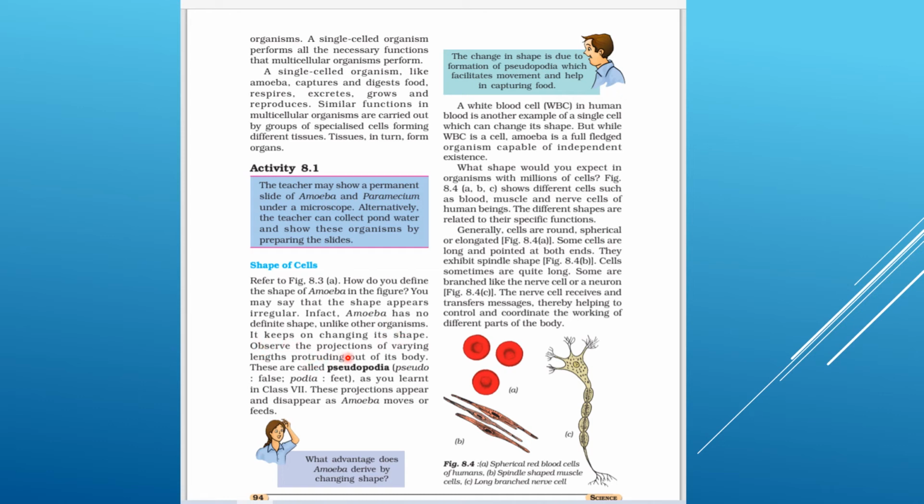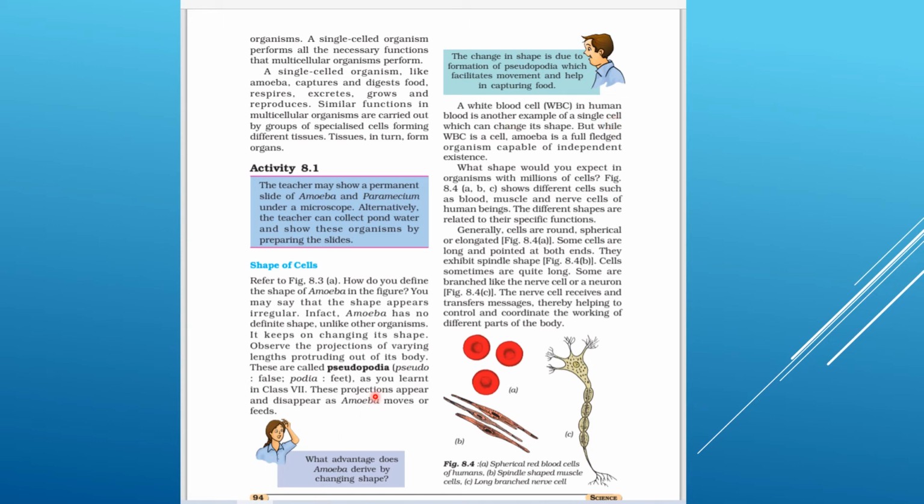There are projections of various lengths, the pseudopodia, the false feet. They just capture the food. In class 7th we also studied in detail how amoeba works, how it captures its food, how it digests. It is a unicellular organism. Similarly, the WBC, white blood cell in human blood, is also an example of a single cell.